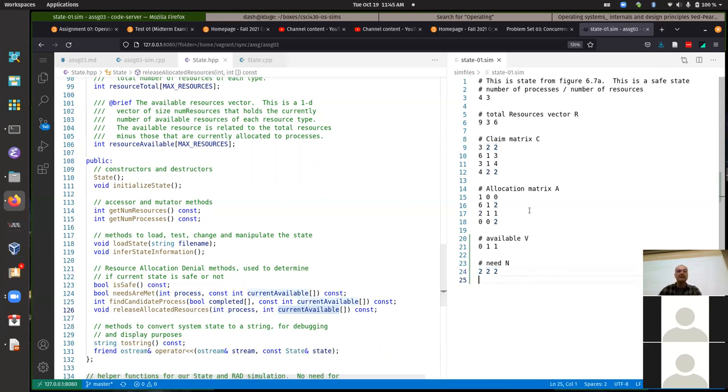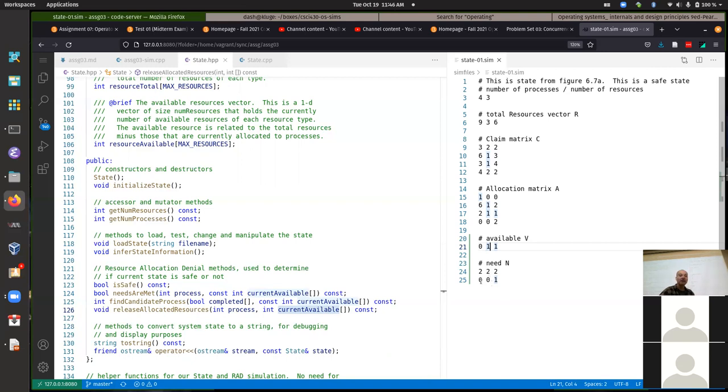But for example, let's look at process one's needs. This is the difference between the maximum claim for process one minus its current allocations. So its needs is actually 0, 0, 1. You look at the difference between this row for process one and this row for process one. Now, if we call needs are met on process one with this as our current available, 0, 1, 1, the answer should be true in that case, right?